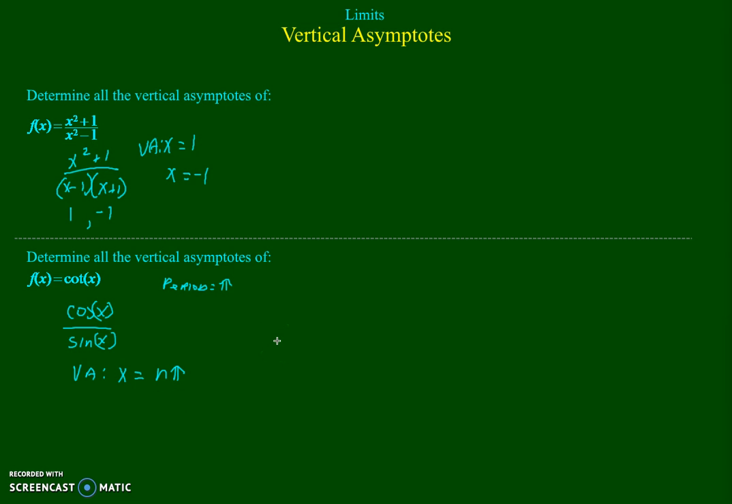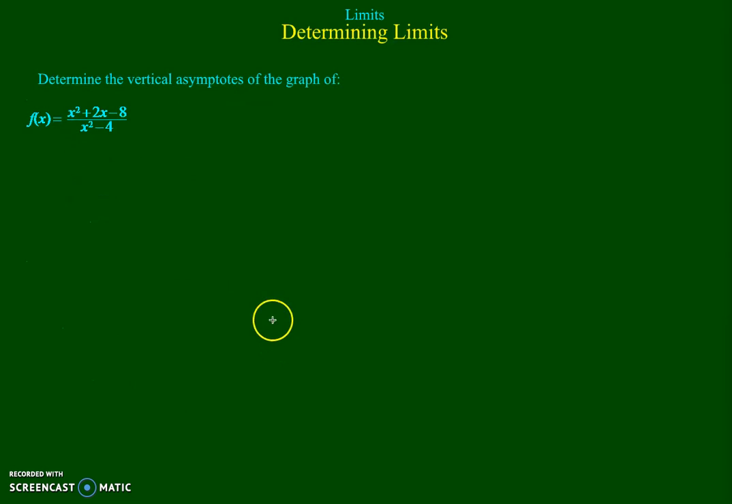Okay, let's go ahead and work one more example. In this example, we want to determine the vertical asymptotes of the graph of this function. We have a quadratic on top and the difference of two squares in the bottom. So I'm going to go ahead and factor the numerator and denominator, and we'll start from there. So we have this set of factors on top, this on the bottom.